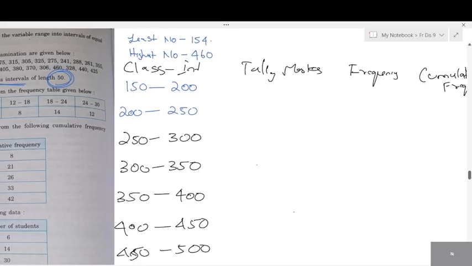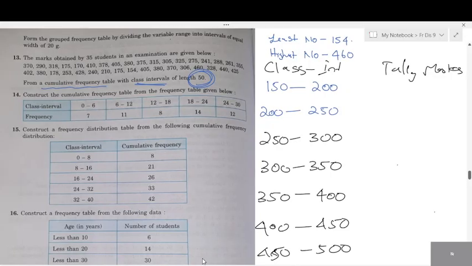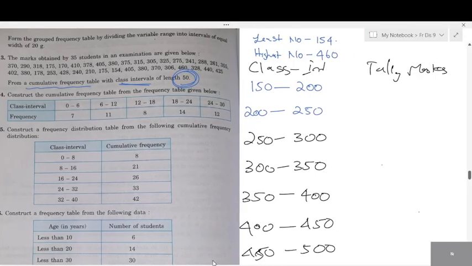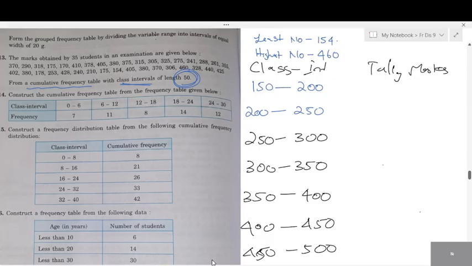Can you unmute, students? Unmute and answer. Okay. So this question I'll skip. 13th one. Will you all do it and check the answer?